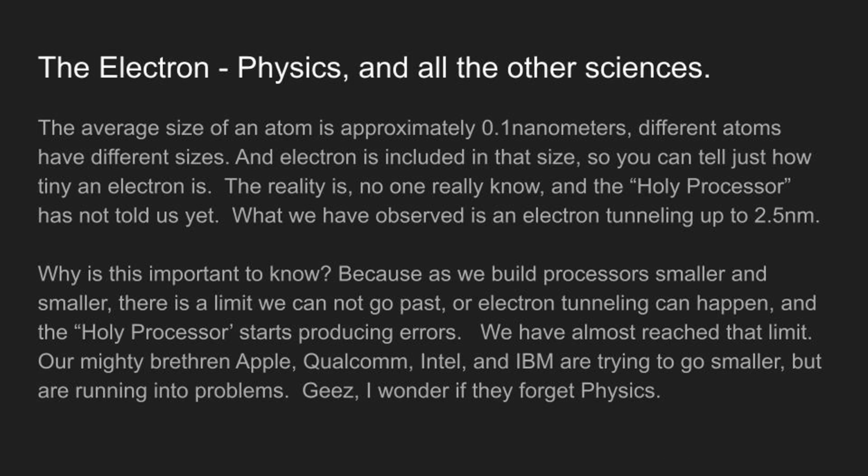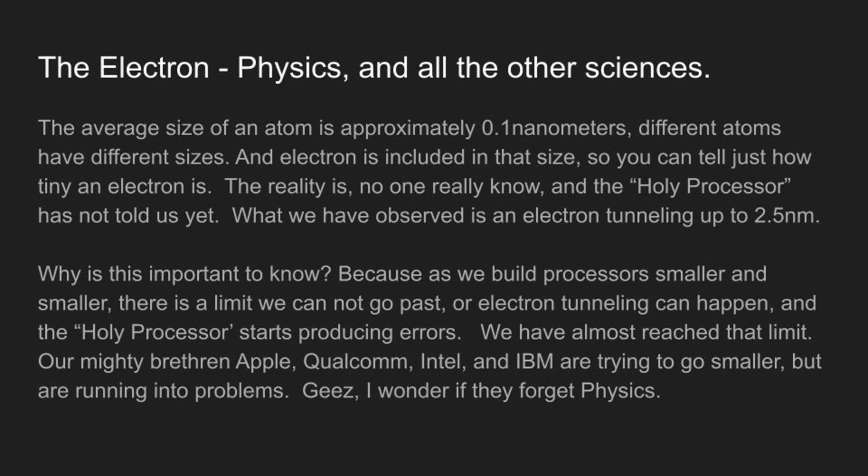The average size of an atom is approximately 1/10 of a nanometer. Different atoms have different sizes, of course, and the electron is included in that size. So you can tell just how tiny this electron is. The reality is, no one really knows, and the holy processor hasn't told us yet. What we can observe is the electron tunneling up to 2.5 nanometers.